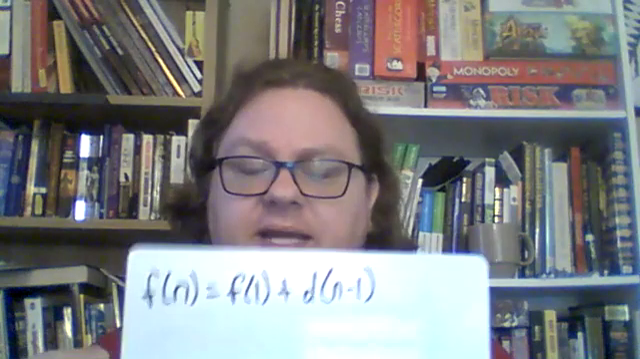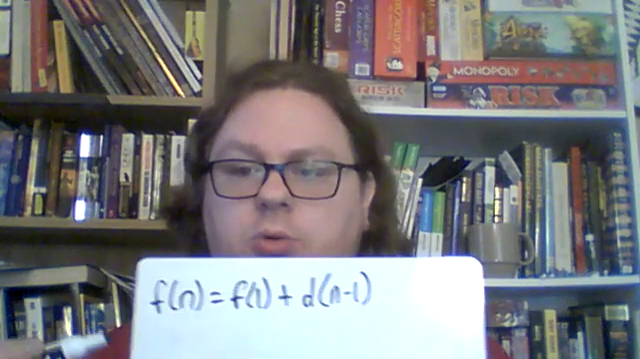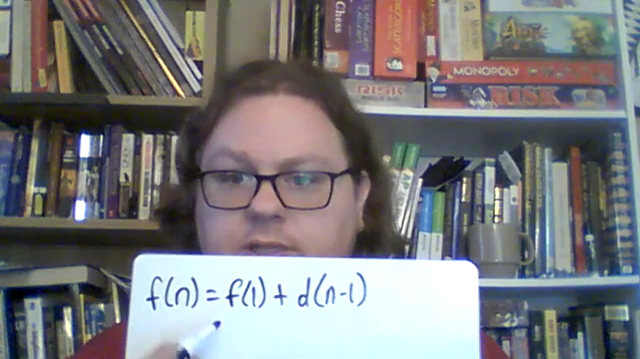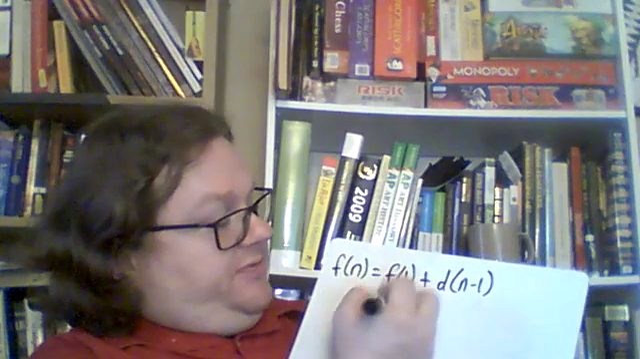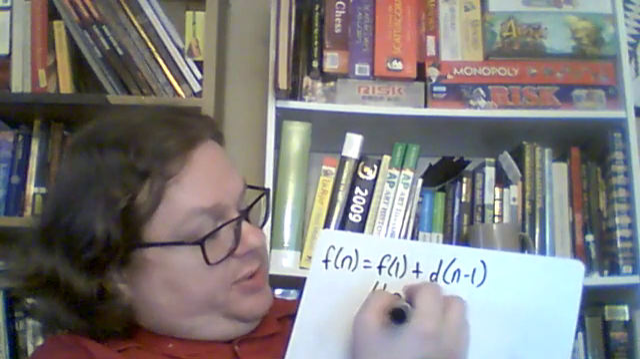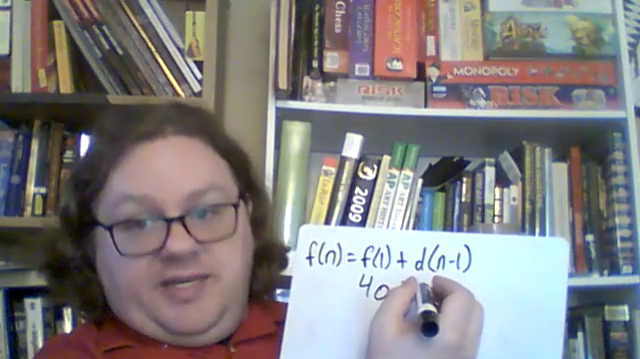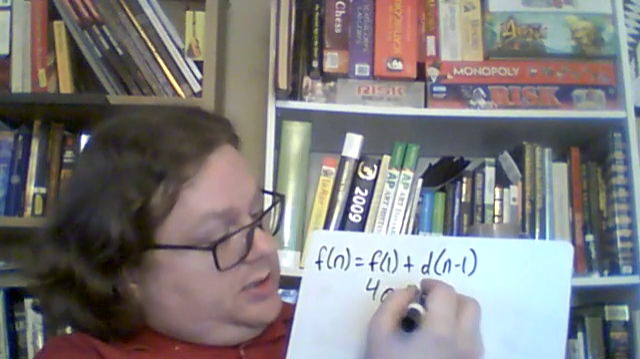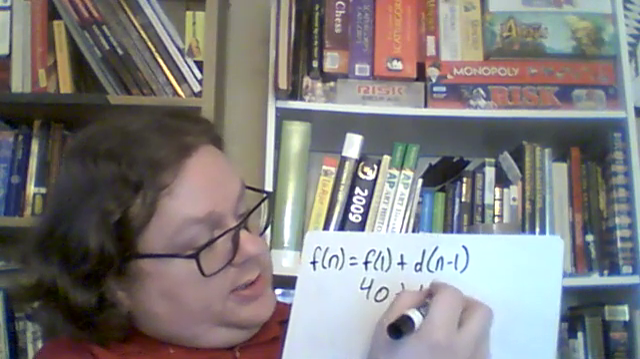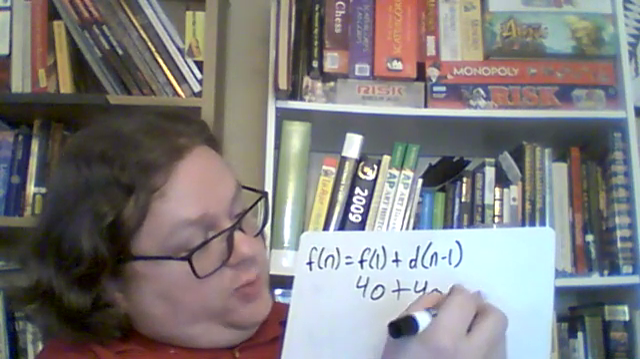So with that same table from before, f of 1 equals 40, right? So that's what we're going to do. We're going to put 40 here, and then we're going to put plus, and then we found that the common difference was 40. So we're going to do 40 times n minus 1.